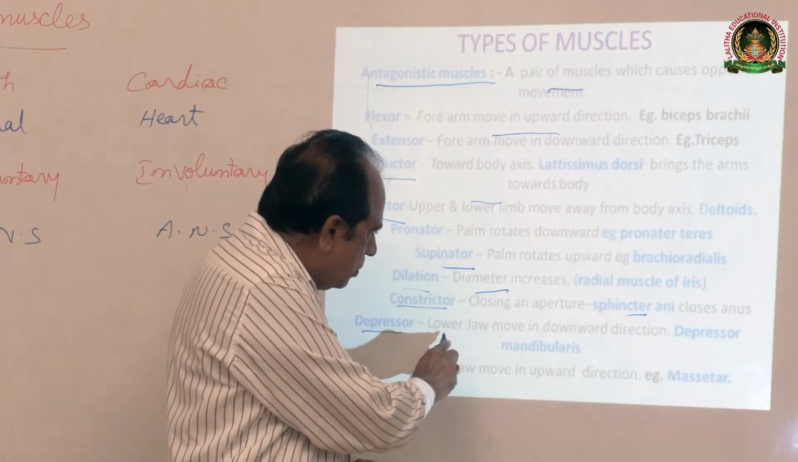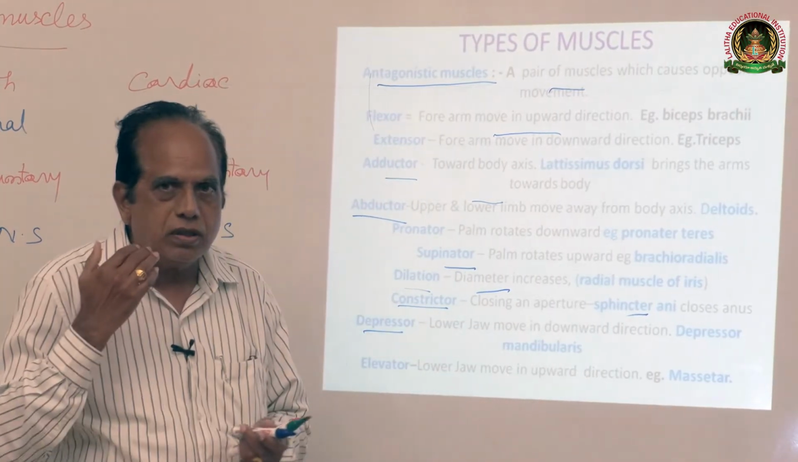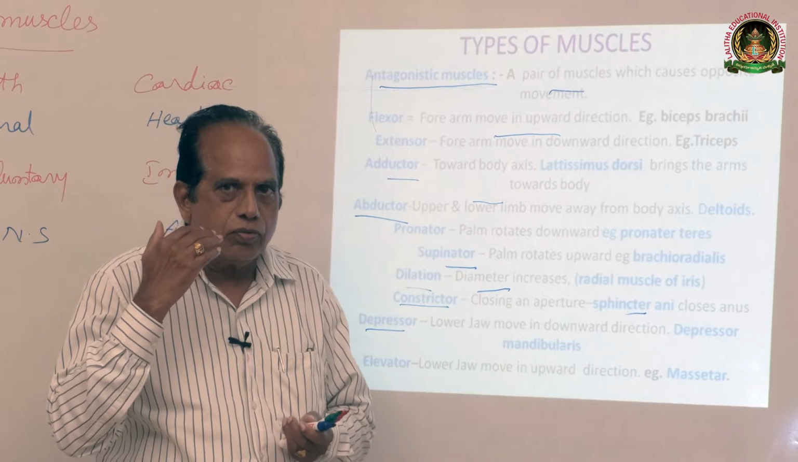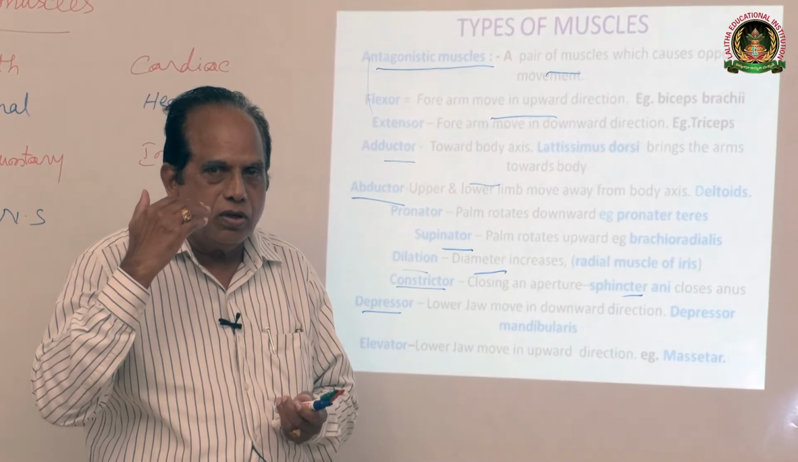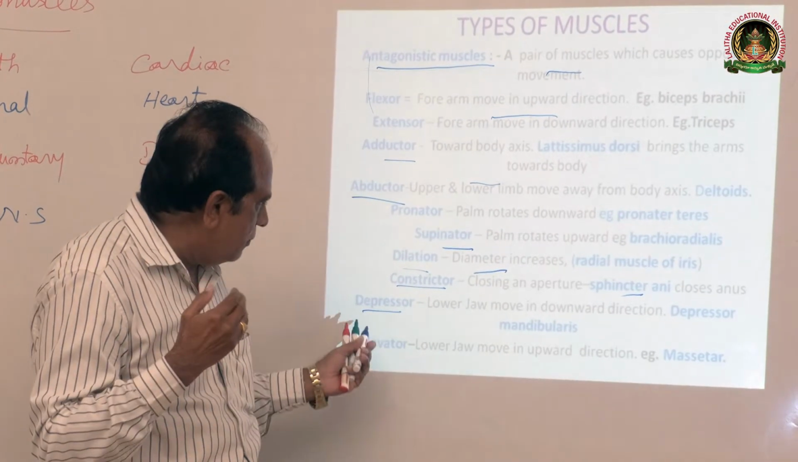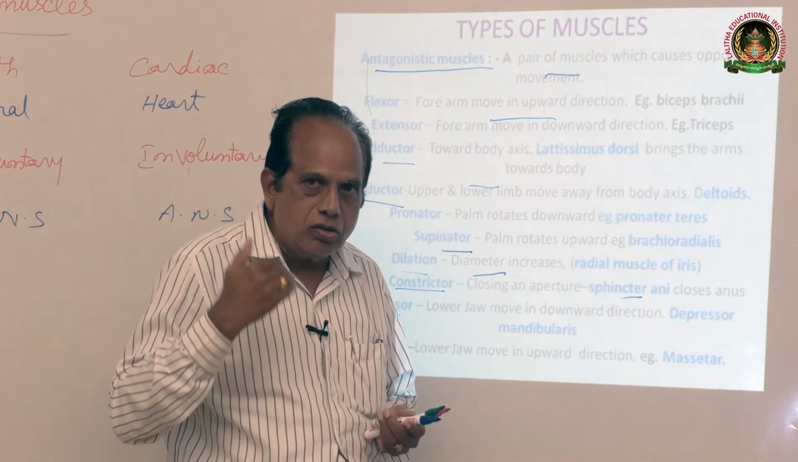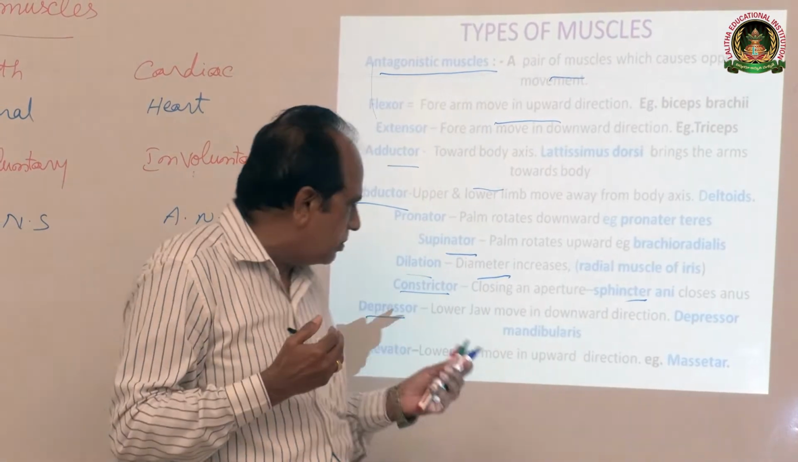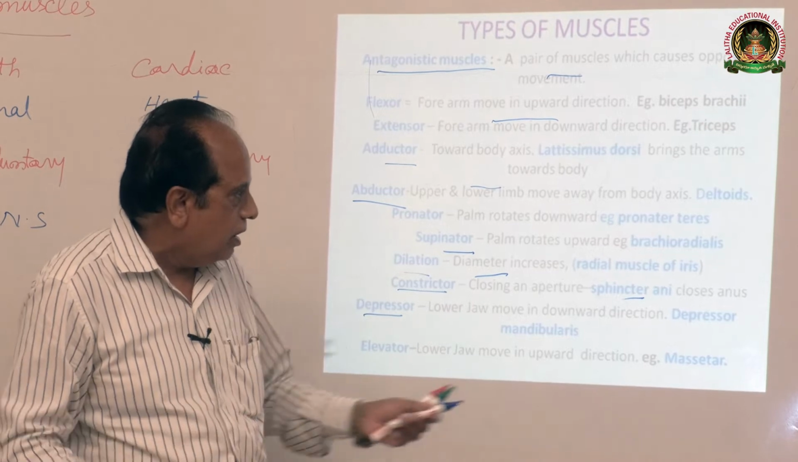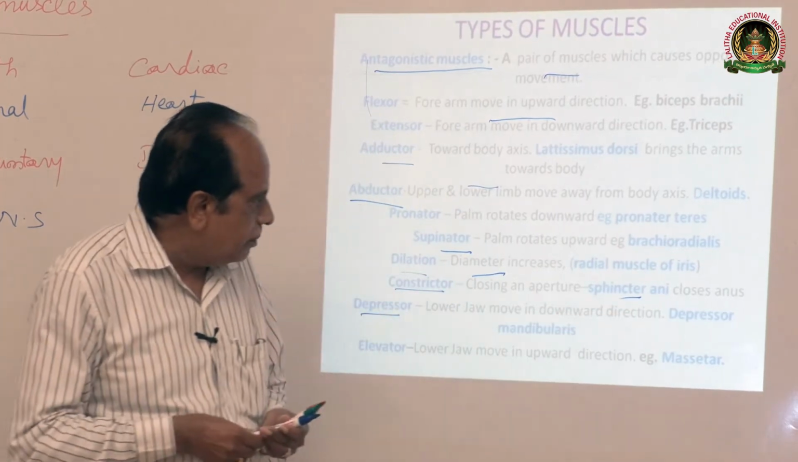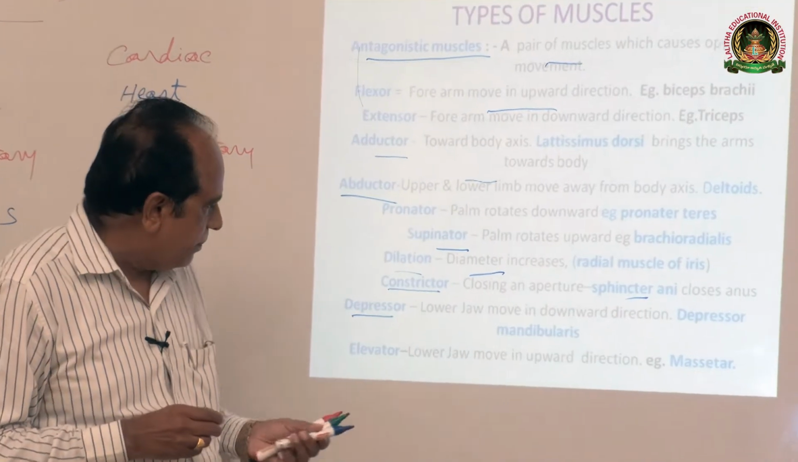Then depressor, lower jaw moves downwards. So, if the jawbone lowers, it is referred to as depressor muscle. Downward movement of the jaw is because of the depressor muscle, and the name of the muscle is depressor mandibularis.